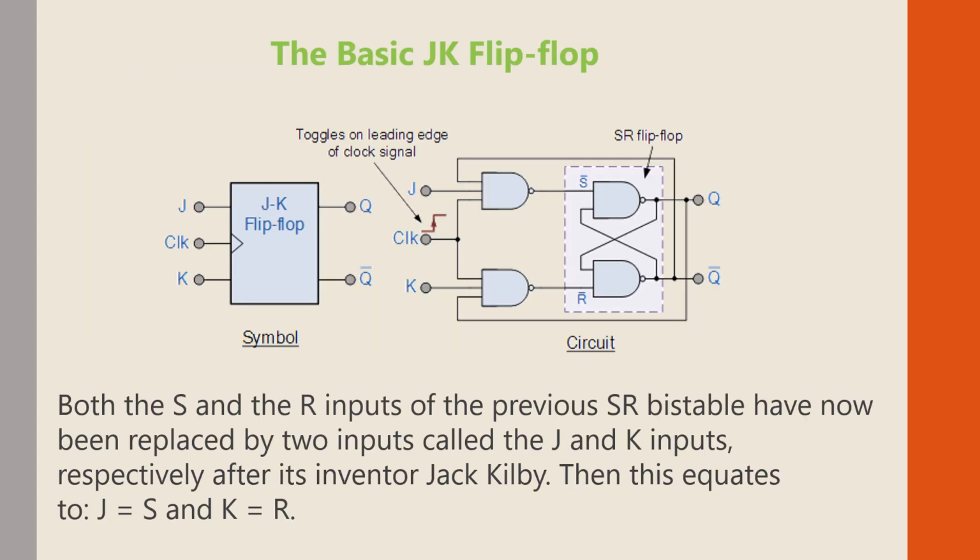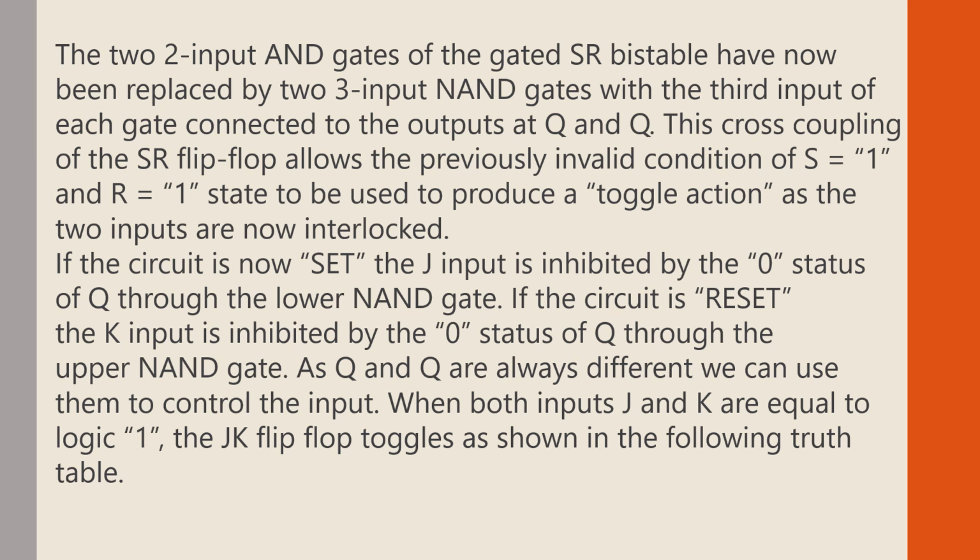In the basic JK flip-flop, both the S and R inputs of the previous SR bistable have now been replaced by two inputs called the J and K inputs, respectively, after its inventor Jack Kilby. Then this equates to J equal S and K equal R. The two input AND gates of the gated SR bistable have now been replaced by two 3-input NAND gates with the third input of each gate connected to the outputs at Q and Q-bar. This cross-coupling of the SR flip-flop allows the previously invalid condition of S equal to 1 and R equal to 1 to be used to produce a toggle action, as the two inputs are now interlocked.